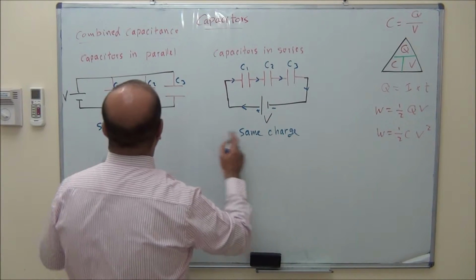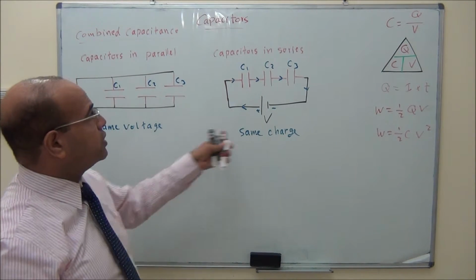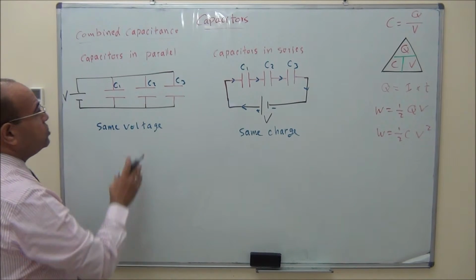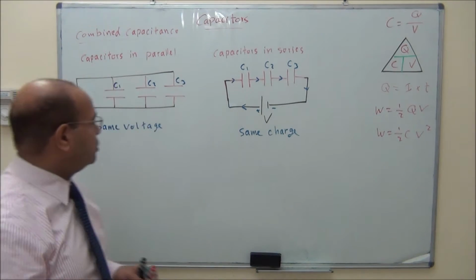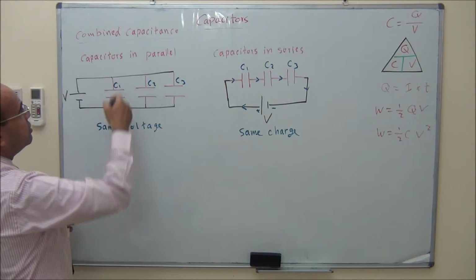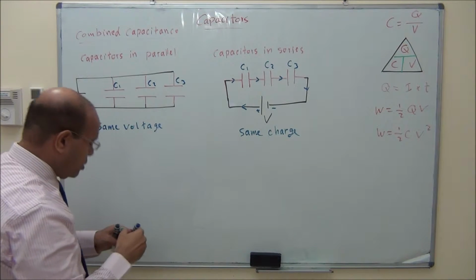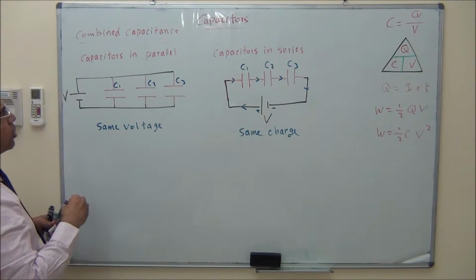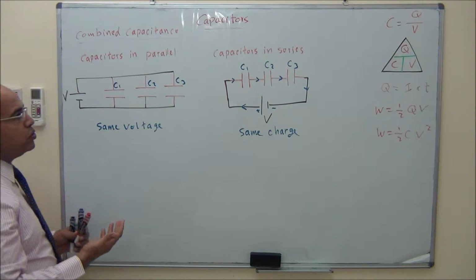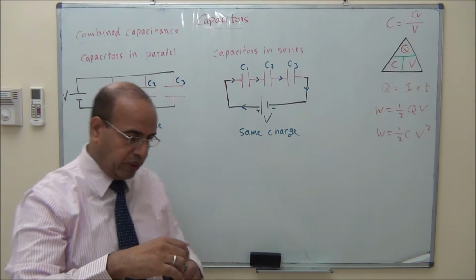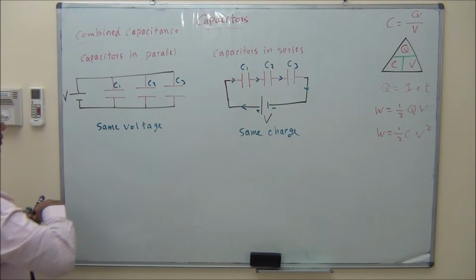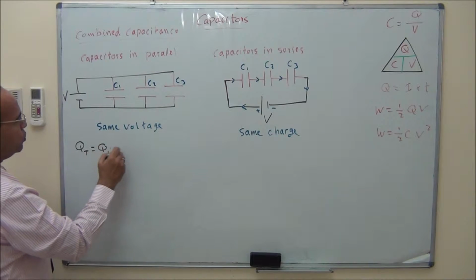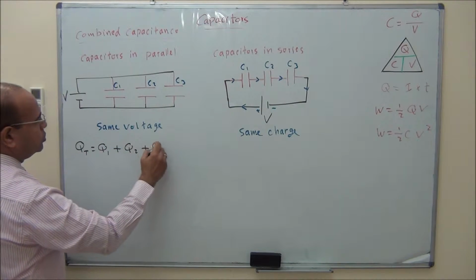In case of parallel, the same voltage. In case of series, the same charge. But in case of the same voltage, different charges. So in parallel, different charges. Because of different charges, we can say Q total equals Q1 plus Q2 plus Q3.